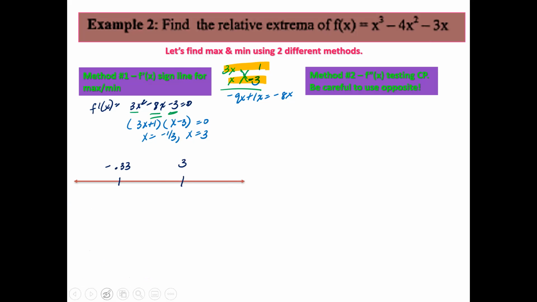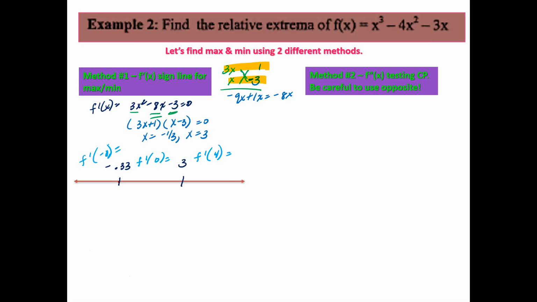Then you're going to go ahead and pick a point that's on the left side of the negative 1/3. So let's just say negative 1. Put that in that first derivative, and then pick one in between. 0 will be great, and then f prime of 4, and then figure out whether it's a positive or a negative slope, and you make the determination whether it's max or min.